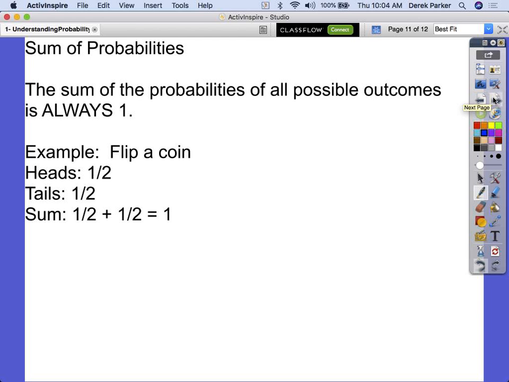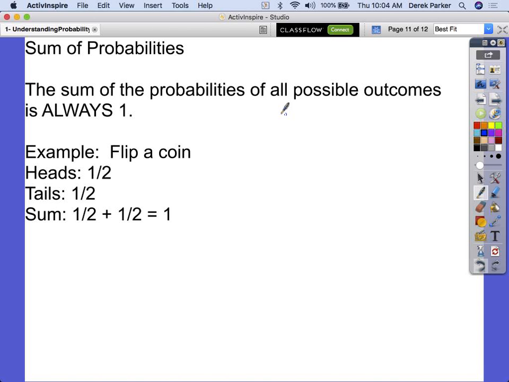Last but not least, the sum of probabilities. The sum of the probabilities of all possible outcomes is always 1. For example, flip a coin. The probability of heads is 1/2. The probability of tails is 1/2. You add those two together, you get 1.